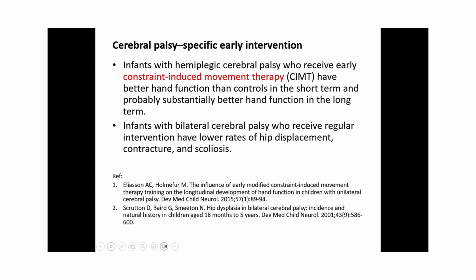Infants with bilateral cerebral palsy, nowadays we don't use terminologies like spastic quadriplegic or spastic hemiplegic. We use bilateral cerebral palsy as per the ICF definition. Those who receive regular intervention have lower rates of hip displacement, contracture, and scoliosis. These are the long-term musculoskeletal complications children with cerebral palsy have. Next slide, please.